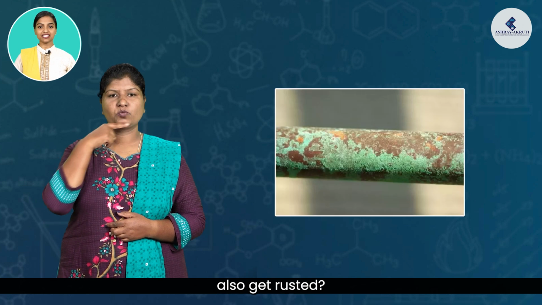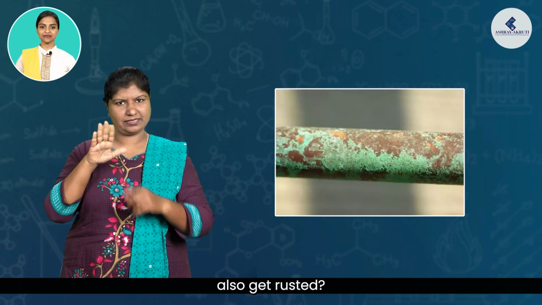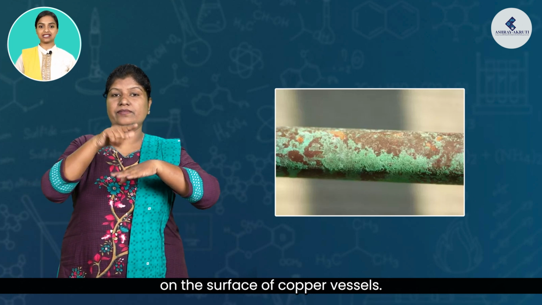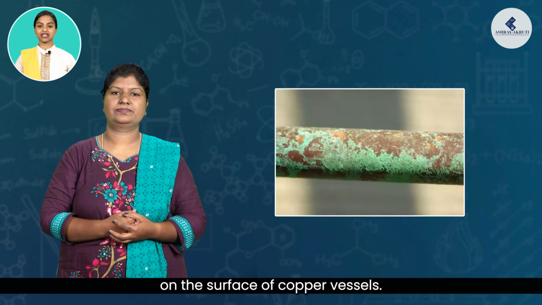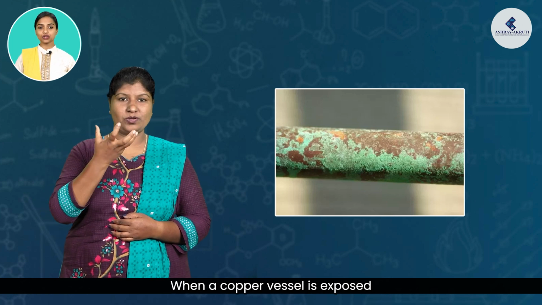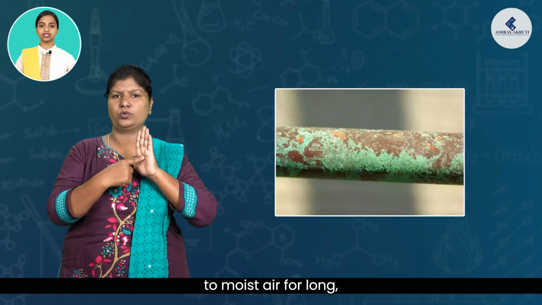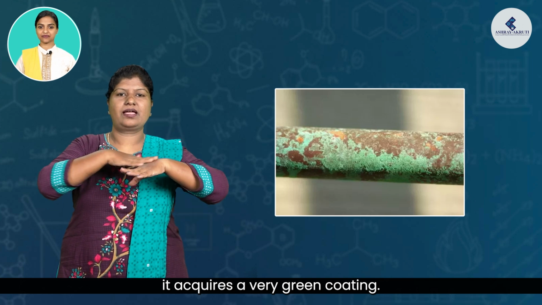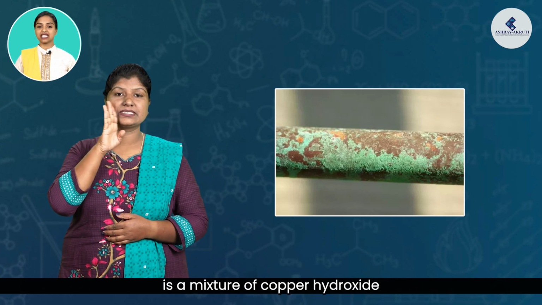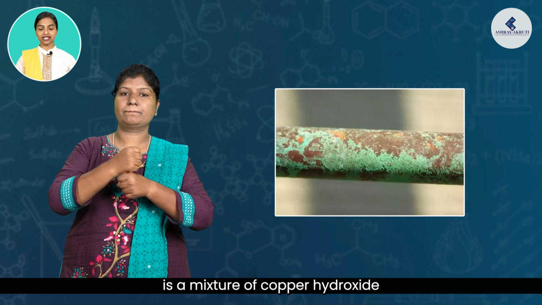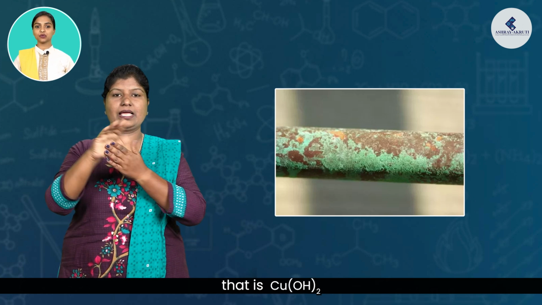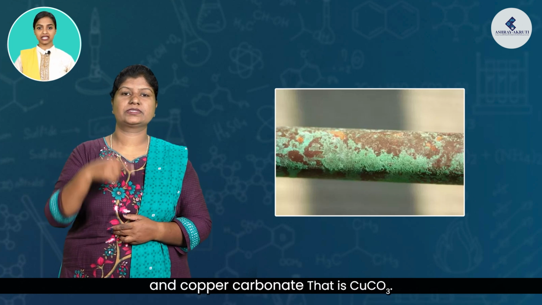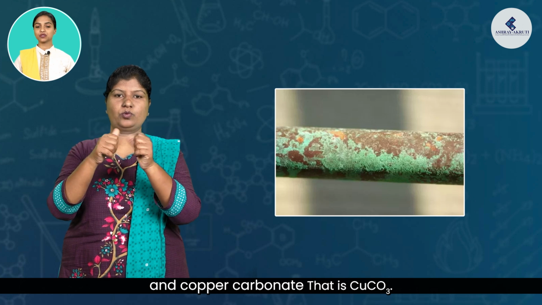Does copper also get rusted? You can see a greenish deposit on the surface of copper vessels. When a copper vessel is exposed to moist air for long, it acquires a dull green coating. The green material is a mixture of copper hydroxide, that is Cu(OH)2, and copper carbonate, that is CuCO3.